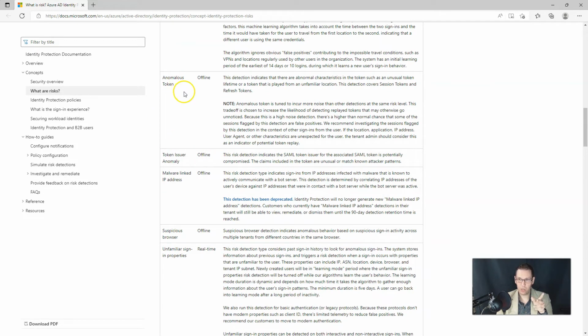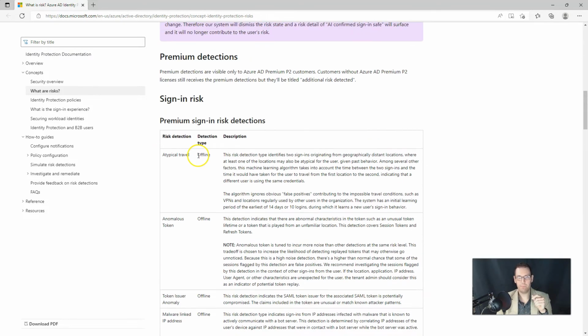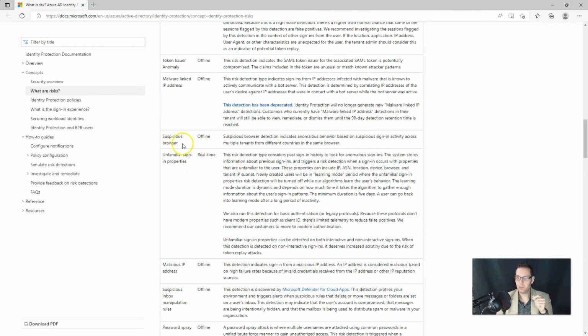We have an anomalous token. Is that, hey, this session token was taken over, it was hijacked, something along those lines? Well, we can look at that and essentially assess that as well. And depending on the case here, we can raise up the risk a little bit more. Suspicious browser: maybe you're logging in from a browser that has suspicious sign-in activity. Maybe it's got lots of session tokens on it and such. That happens for me from time to time because I'm logging into many different customer tenants.